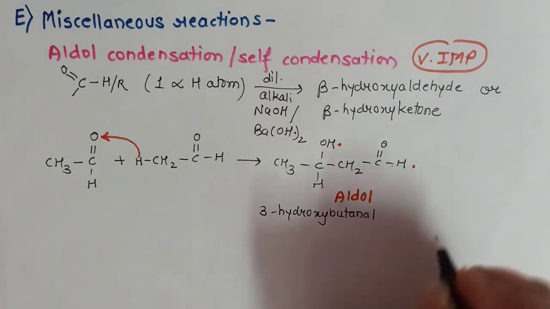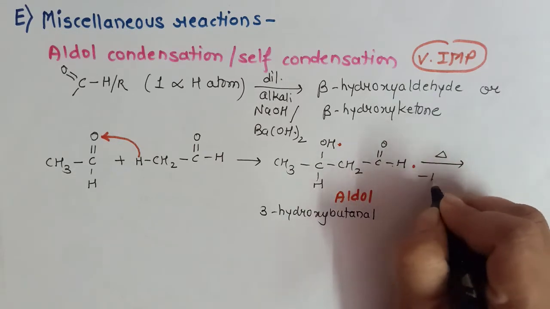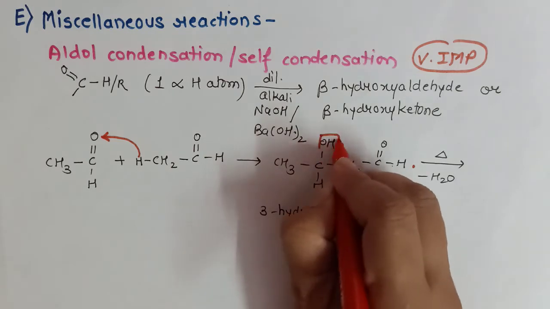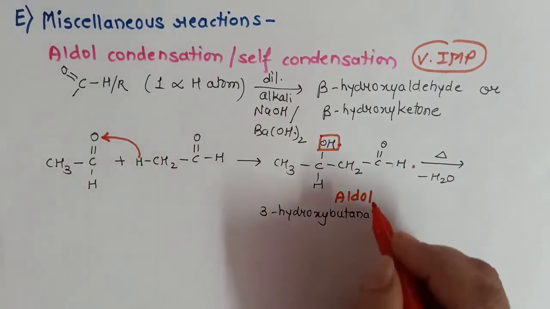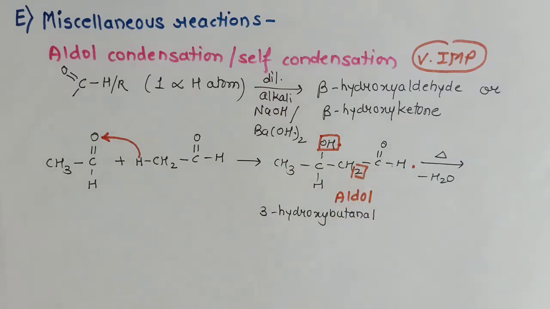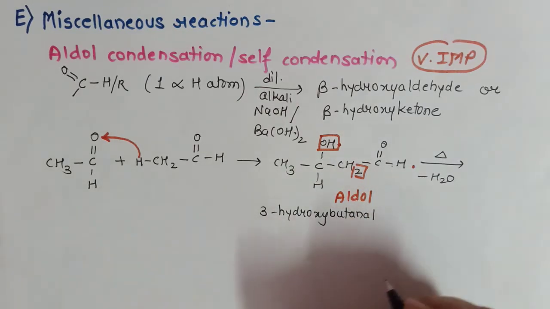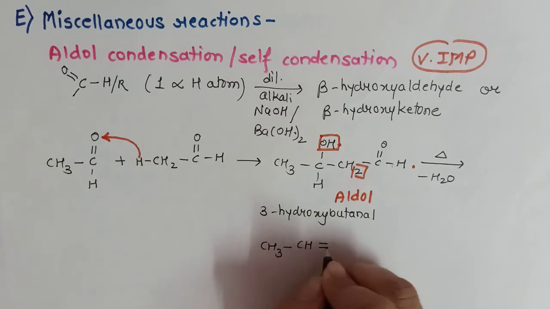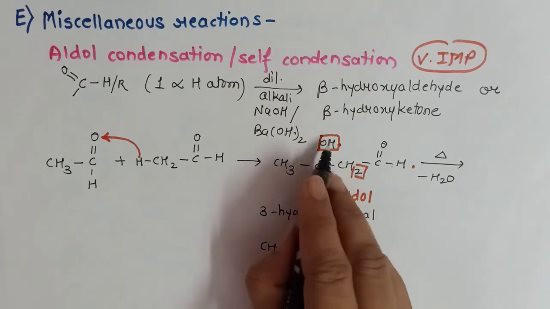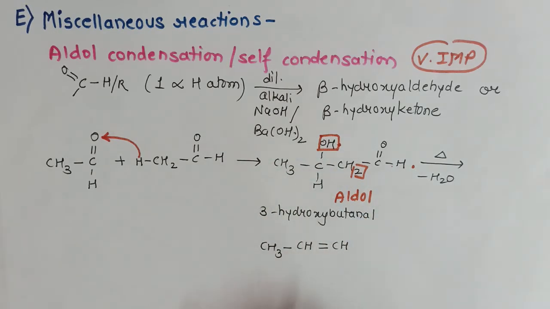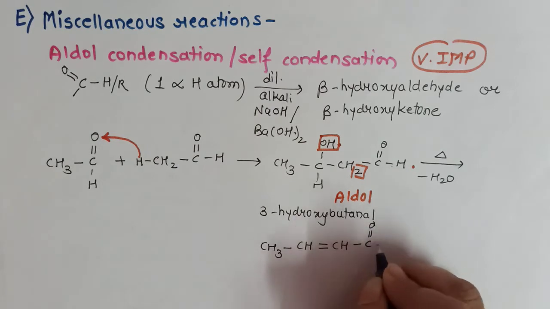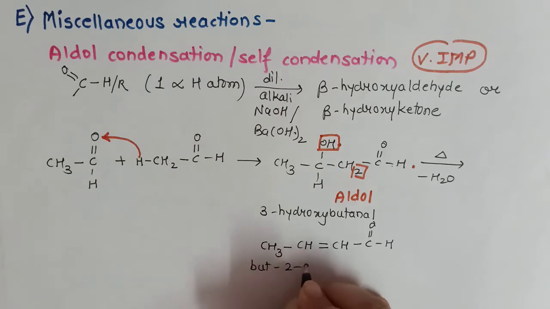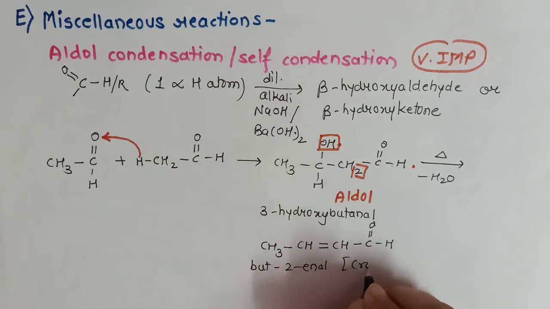Now when this is further heated, it loses a water molecule. This water molecule will be lost. One more hydrogen will be taken from here. So as a result, now a double bond will be formed and the product formed will be CH3, CH double bond CH, C double bond O, H, since from here hydrogen and OH from here are eliminated in the form of water. So the name of this product is butenal. The common name is crotonaldehyde.